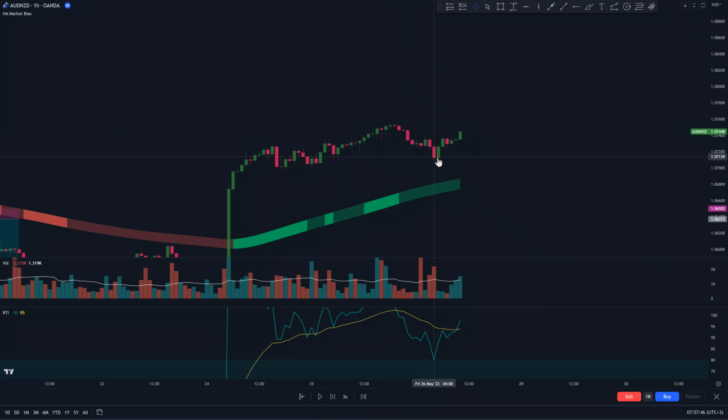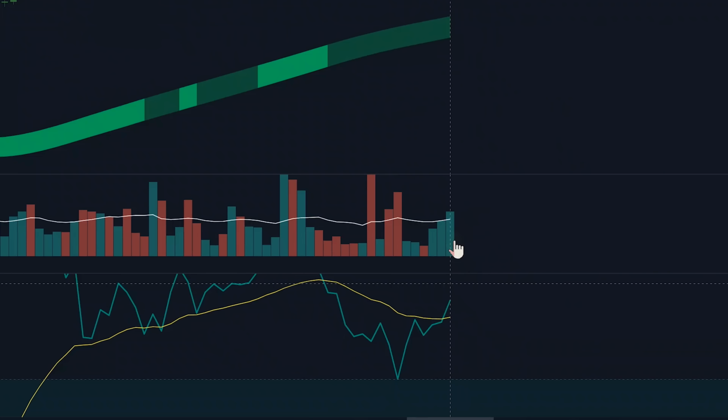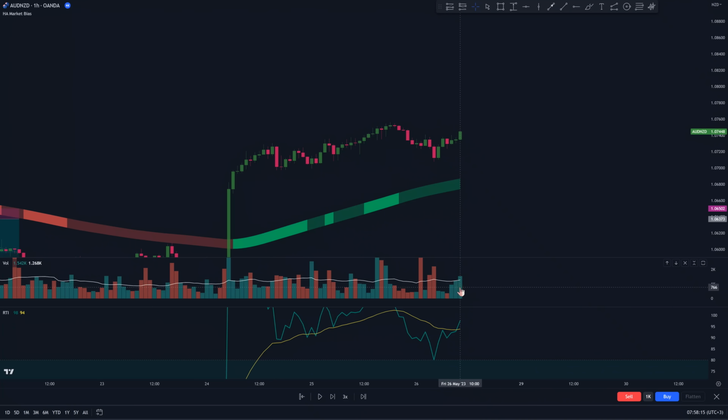Last but not least, during that crossover, we want the volume bar of the volume indicator to be colored green, and it should also be above this white moving average. This is to indicate the presence of enough bullish volume in the market to push the price in the direction of our trade. All our entry conditions are met on this candle, so we're going to enter a long trade here.